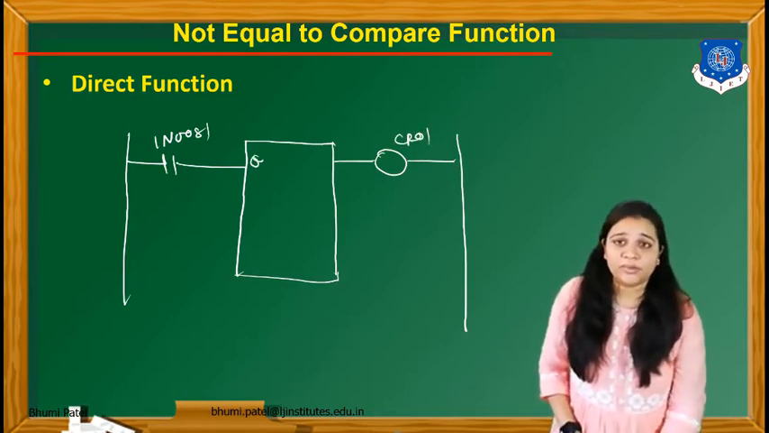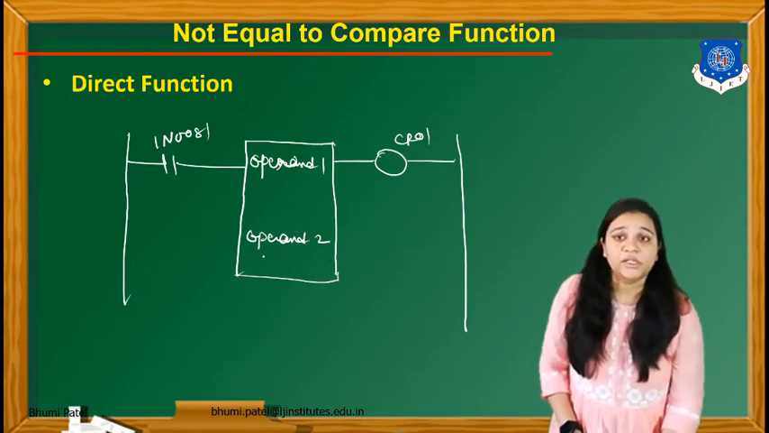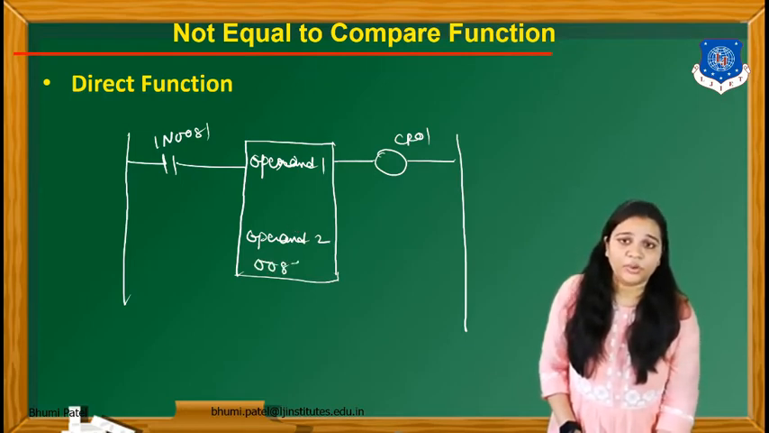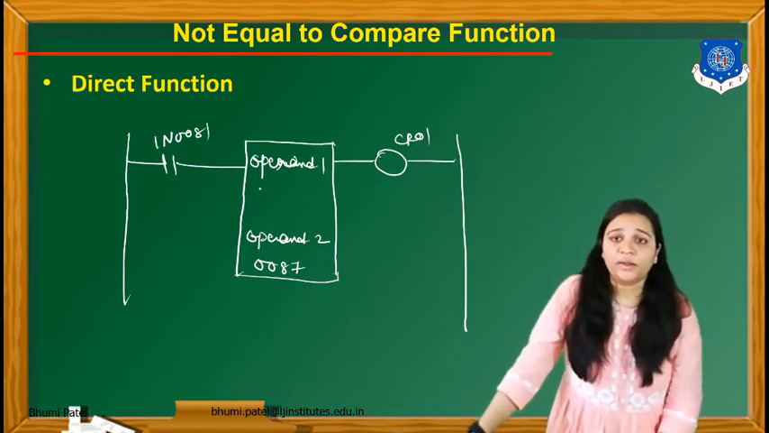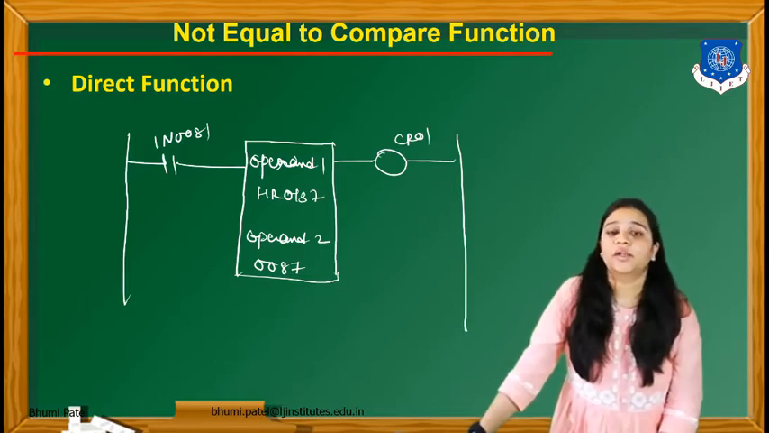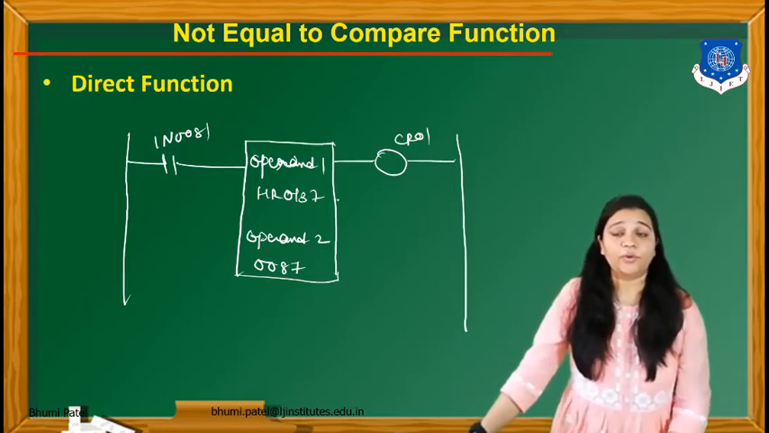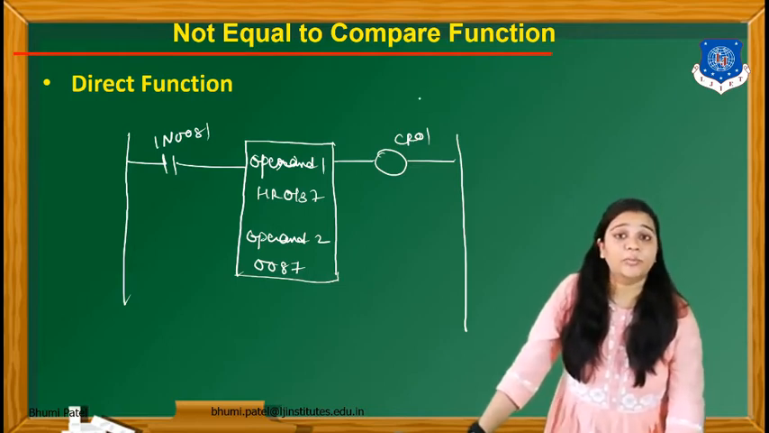Now, what is the block format? We have to take operand 1 and operand 2. For the not equal to compare function, suppose in operand 2 the number given is 0087, and in operand 1 a register is given, suppose HR0137. Here we draw the ladder diagram for the direct function of the not equal to compare function.